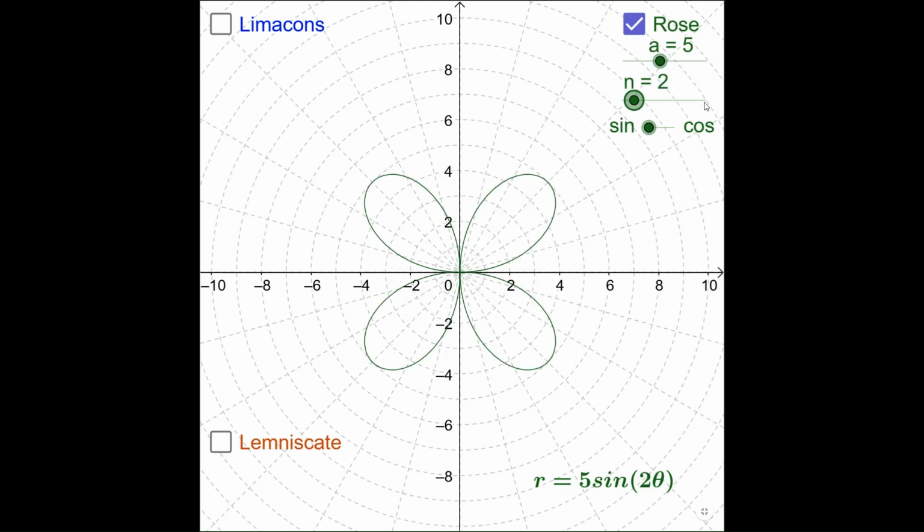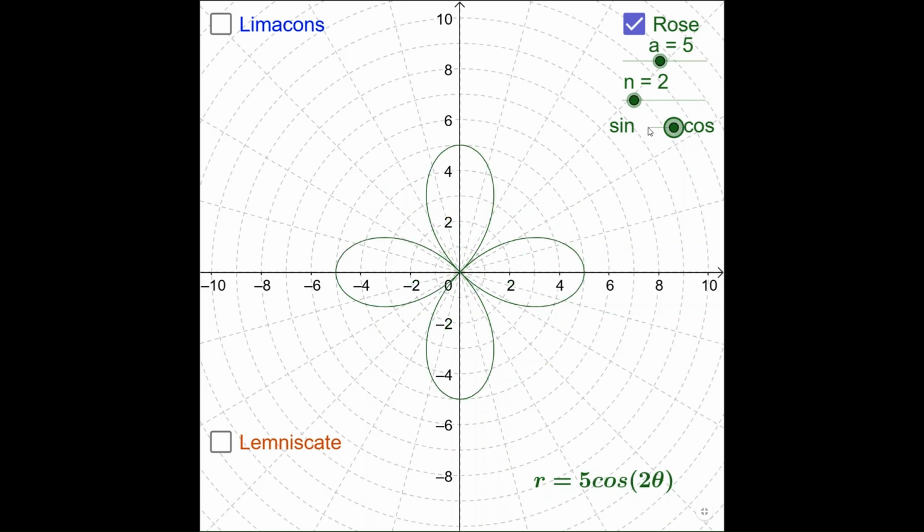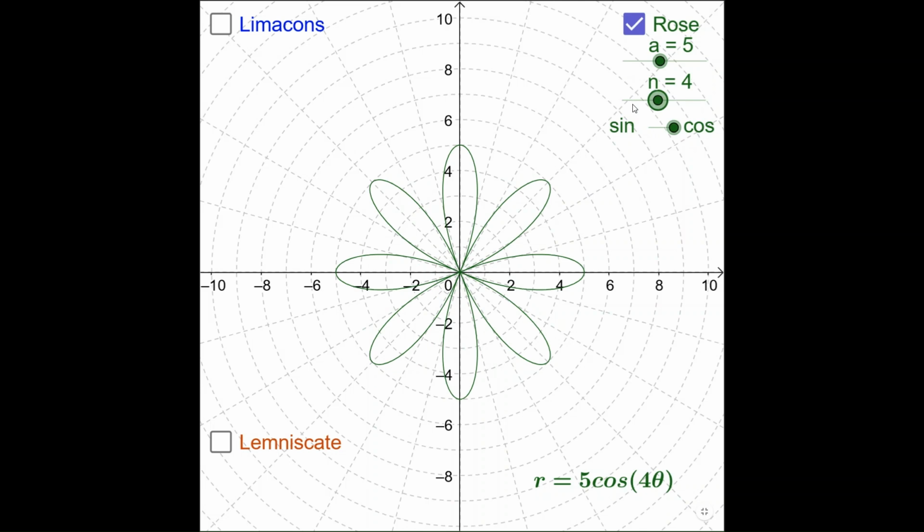So let's see what happens if we have cosine. Right now, if we have r equals 5 sine of 2 theta, there are 4 petals, radius 5, and they are all contained within the quadrant spaces. If I switch that to cosine, so r equals 5 cosine of 2 theta, we still have 4 petals, they still have a radius 5, but now they're not contained within the quadrant spaces, they're actually contained on the x and y axes. So we have 4 of them, 1 on each of the axes. Okay. So what happens if we go from n equals 2 to n equals 4? We do, again, get 8 petals.